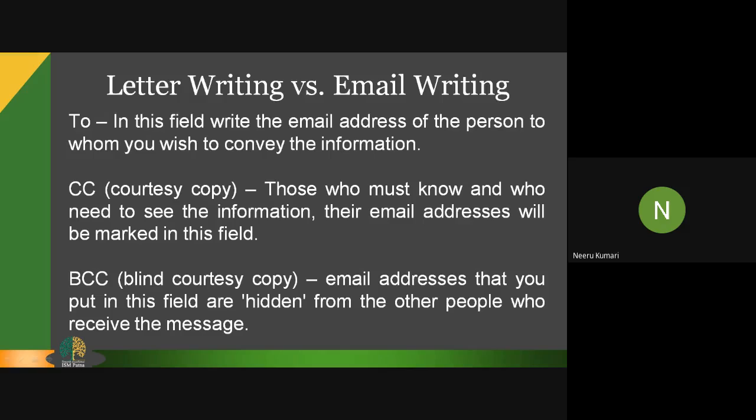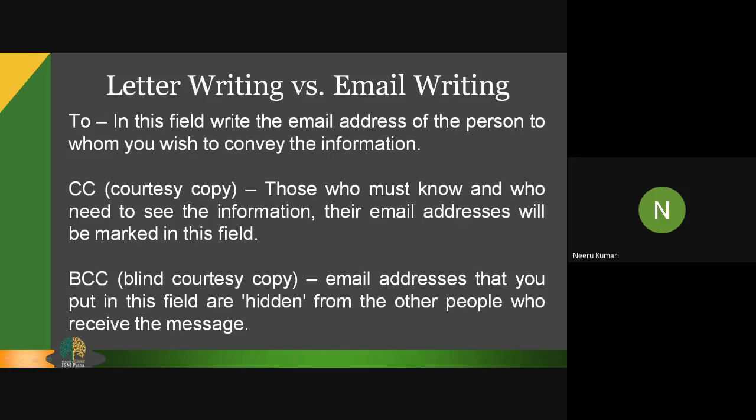So when we talk about To, it is the field in which we write the email address or addresses of the persons to whom we want to convey the information directly. Say, for example, you have a problem with me and you want to escalate this to the principal of the college. So you should know whose email address you are going to write in the To column, right? This is again very, very important.